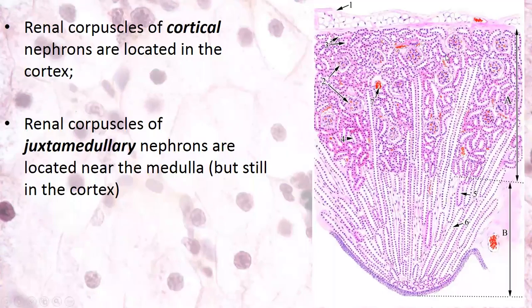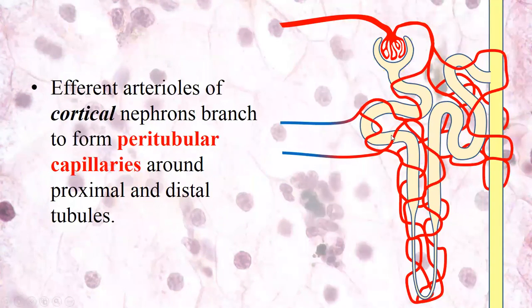And here we can see that the renal corpuscles of the cortical nephrons are located in the cortex. Here we can see bodies of the subcapsular nephrons, and deeper near the medulla we have renal corpuscles of juxtamedullary nephrons. They are located near the medulla but still in the cortex. And now, about the blood supply of the nephron.